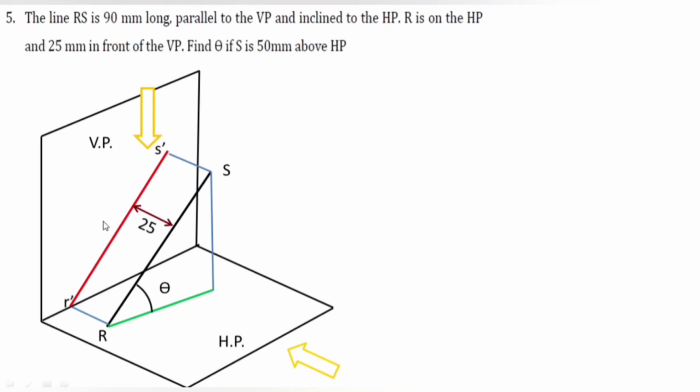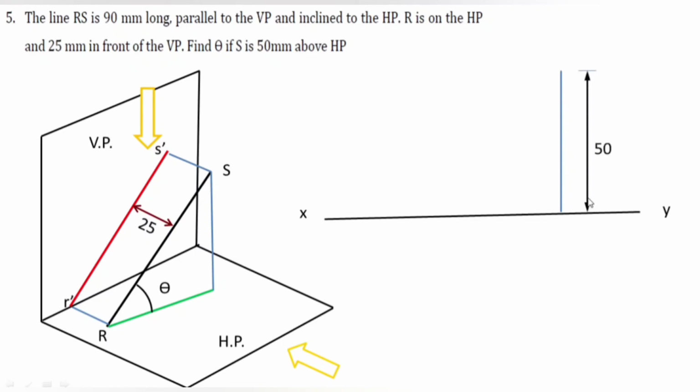So I am going to start with the front view first. How are we going to draw this problem? Initially we draw the reference line xy, and I know the S distance. I know that my end S is 15 mm above HP. So I need to take a 15 mm distance from the XY reference line, because I am going to start with the front view first, right? So this end is how much?